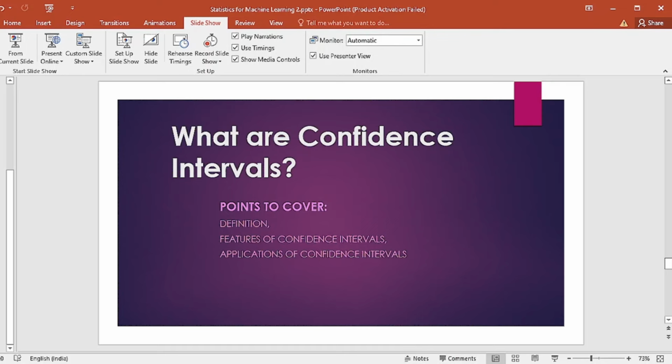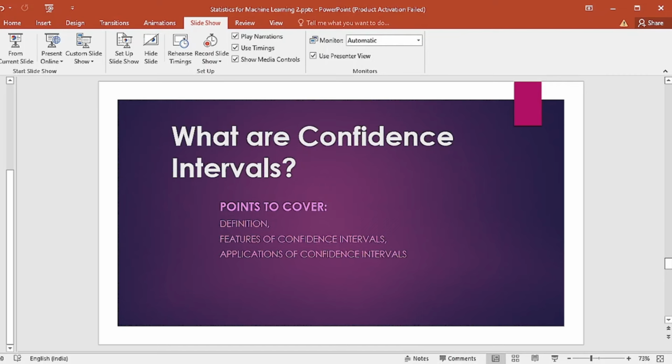So what are the features of confidence intervals? First, range of values. A confidence interval gives us a range of values, not just a single number, to estimate where the true population parameter might lie. Level of confidence. It tells us how confident we are that the true parameter falls within that range. For example, a 95% confidence interval means we are 95% confident the true parameter is in the interval. Based on the sample data. Confidence intervals are calculated based on samples from the population and not the entire population itself.